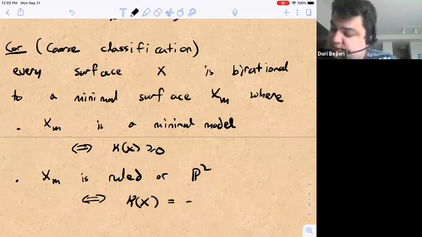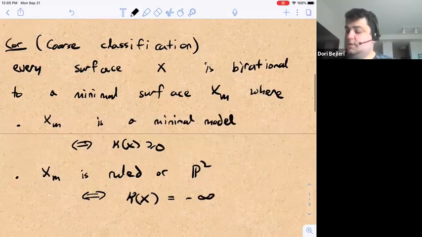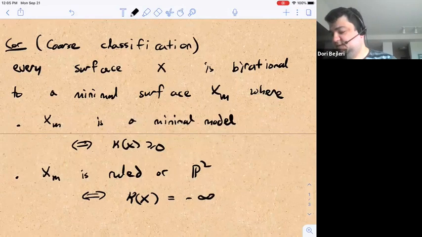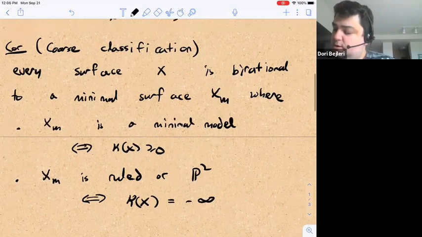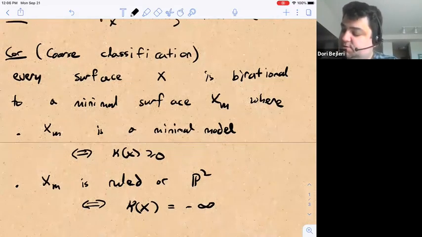So this gives us the other direction of what we proved last time, which was that if you end up in the ruled or P2 case, then you have Kodaira dimension -infinity, and the non-vanishing theorem gives us the converse. Okay, so this is really nice because it says that the Kodaira dimension really determines the behavior of our surface under running this minimal model program where we're contracting these -1 curves.